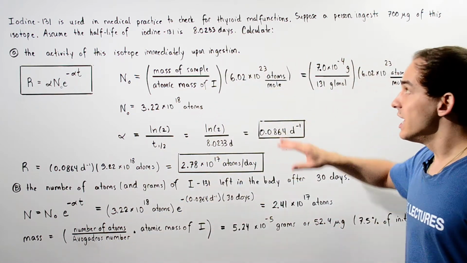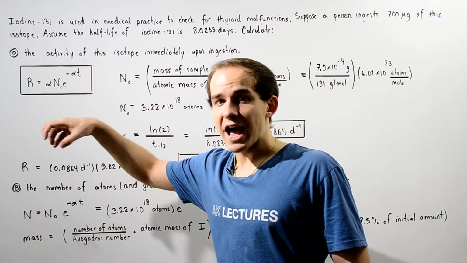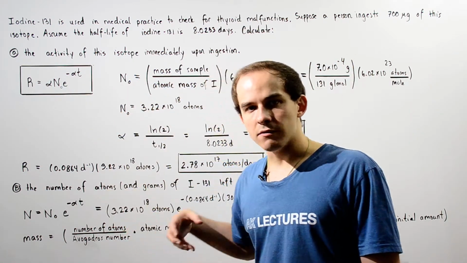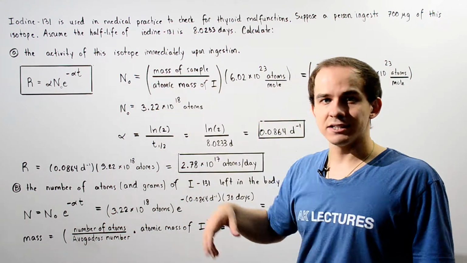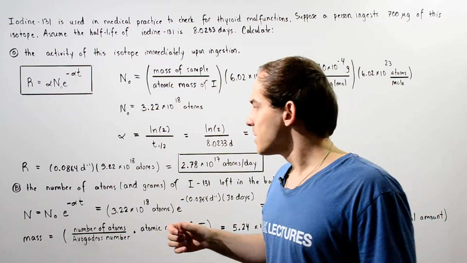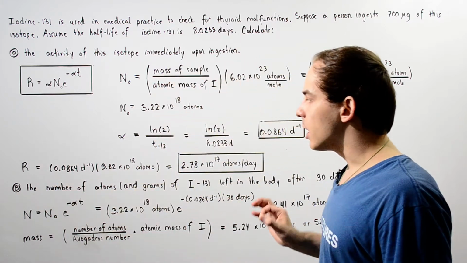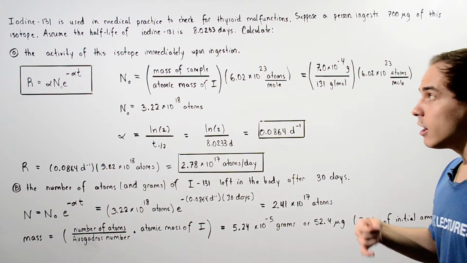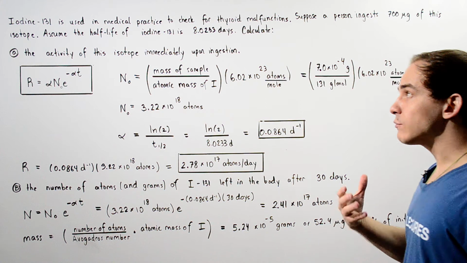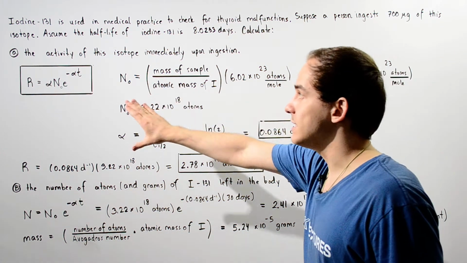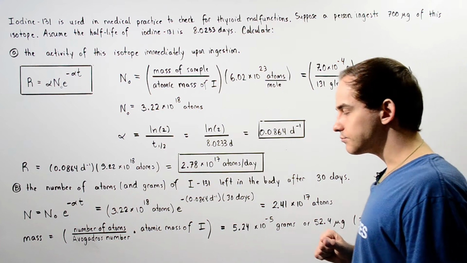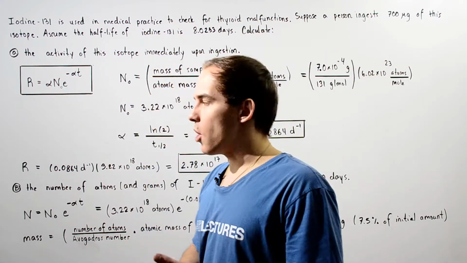8.0233 days, calculate in Part A the activity, or the rate of decay, of iodine-131 immediately following ingestion, and in Part B the number of atoms and grams of this isotope that remain in the body after 30 days since initial ingestion. So let's begin with Part A.